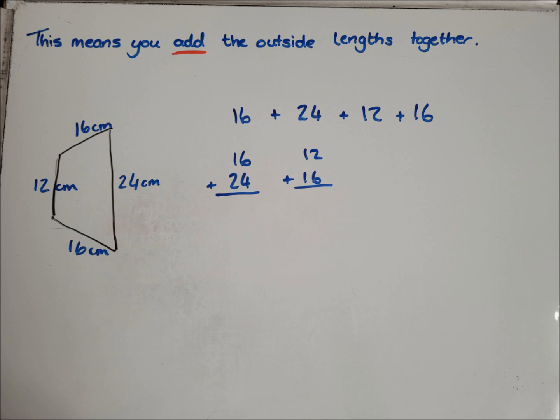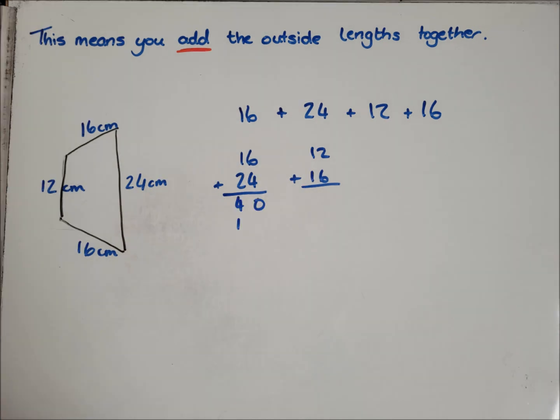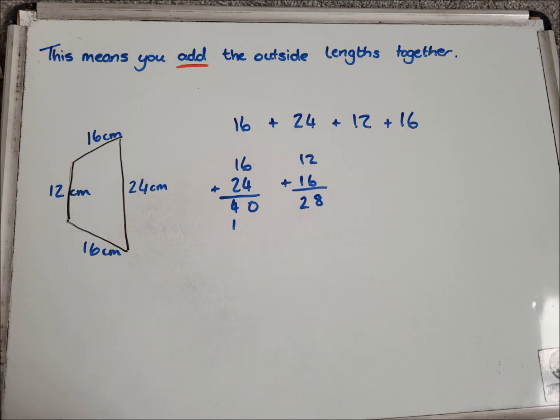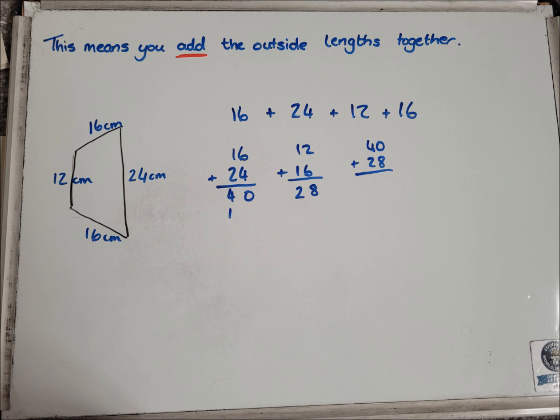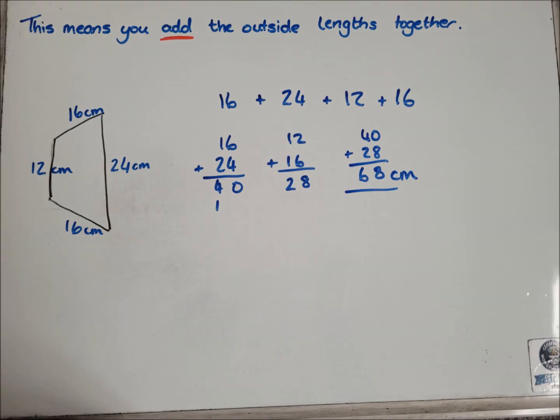So 16 add 24 is 40. And then 12 add 16 is 28. I can then take those two answers and add them up. 40 add 28 is of course 68 centimetres. So you can break the sums down into smaller sums and then find the total that way.